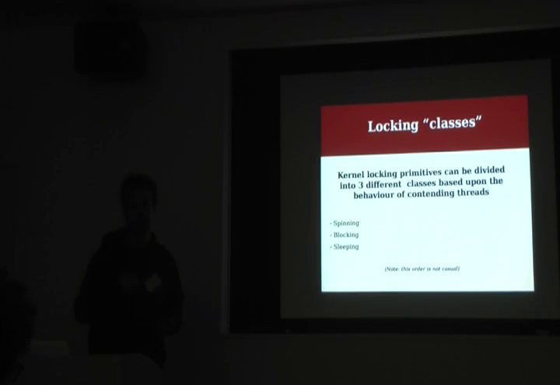Basically, in FreeBSD, you can consider locking primitives divided into three classes, based mainly, from an outside perspective, on the behavior the contending threads have with regard to the lock. For example, in the case of a mutex, you can see that spinning and blocking mutexes do very different things with the contenders, as we are going to see more precisely later.